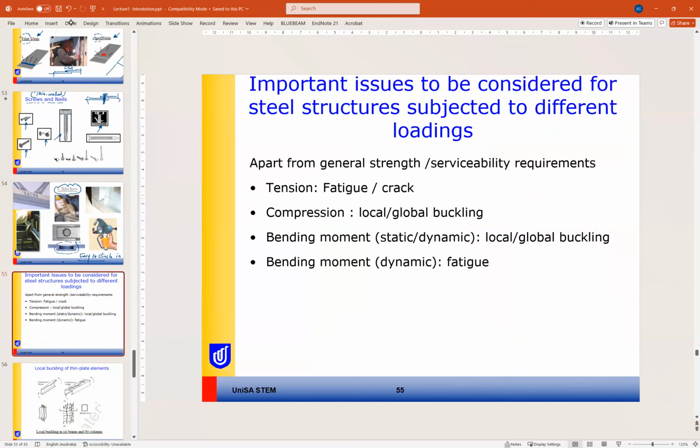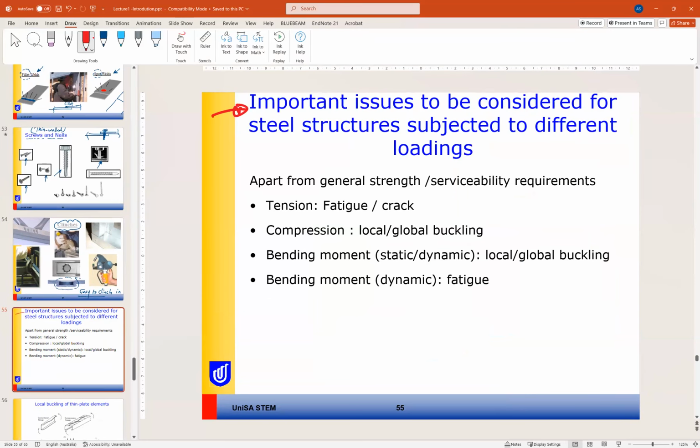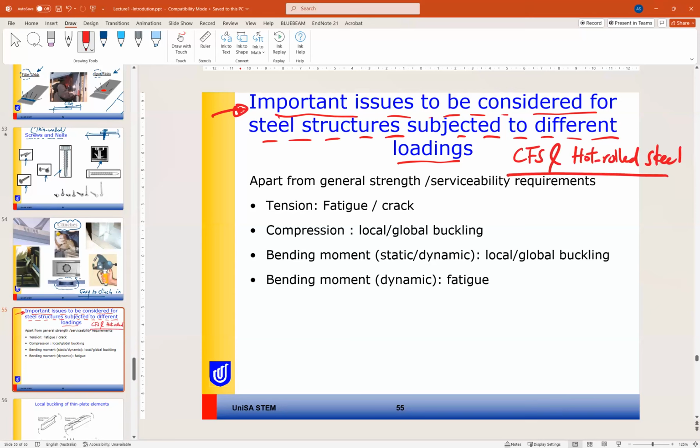So now we jump to what are the important issues to be considered for steel structures subjected to different loading. What are the issues or problems we need to consider when designing steel structure, cold formed steel or hot rolled steel? These are the general ones. Apart from the general strength and serviceability requirements, because as you know, the design has two criteria: strength and serviceability.